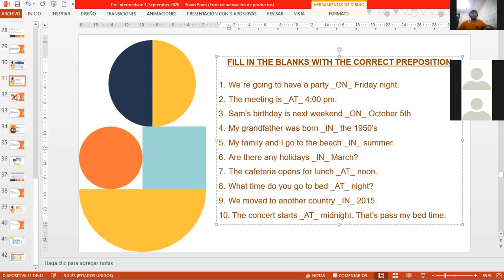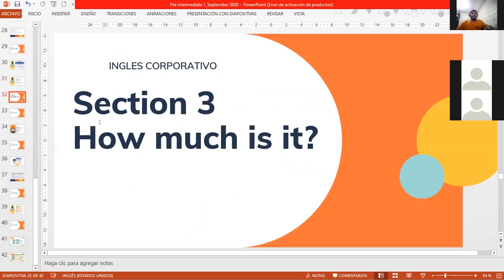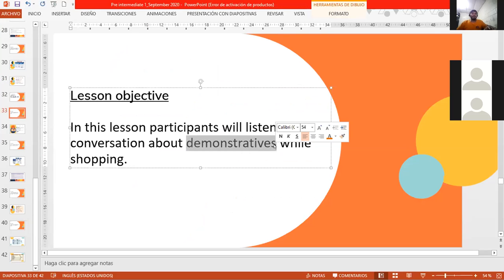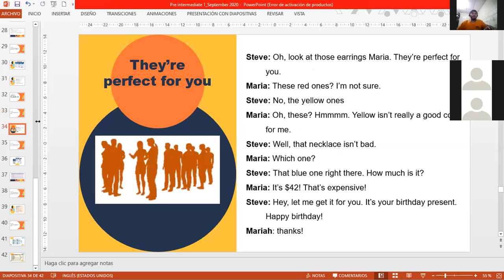So, next, we are going to start with section three. The name of section three is How Much Is It? And the objective for the first lesson is that participants will listen to a conversation about demonstratives while shopping. Okay, demonstratives. What are demonstratives? Okay, let me show you in this conversation.